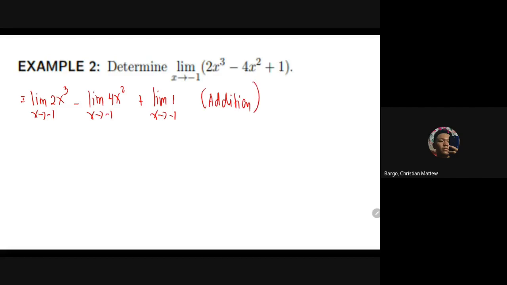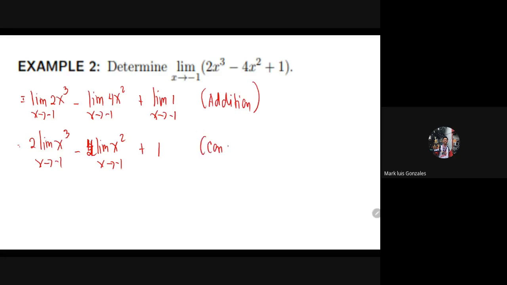Okay, let's continue. So we have now 2 limit of x cubed as x approaches negative 1 minus 4, I'm sorry, that's not 2, but 4, 4 limit of x squared as x approaches negative 1 plus the limit of 1 as x approaches negative 1. What is the theorem that I use? Constant multiple. That is correct, Mark Lewis. It's called the constant multiple.